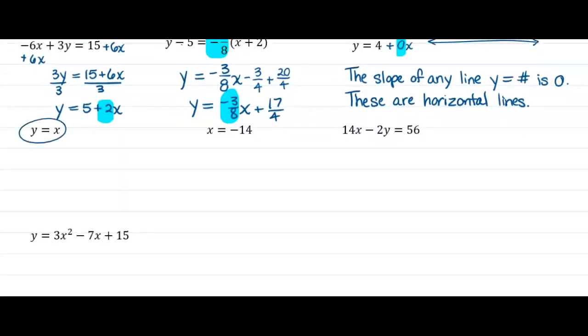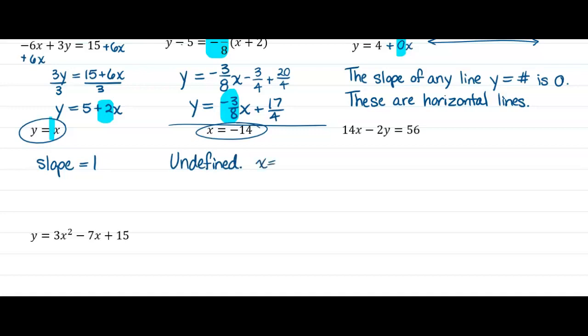How about this one? That's right, it's invisible. It's still the coefficient of x, so the slope is 1. How about this one? x equals negative 14. This would be undefined. Anytime you have x equals a number, it's a vertical line. This is a line that runs straight up and down vertically, and it's going to be undefined.